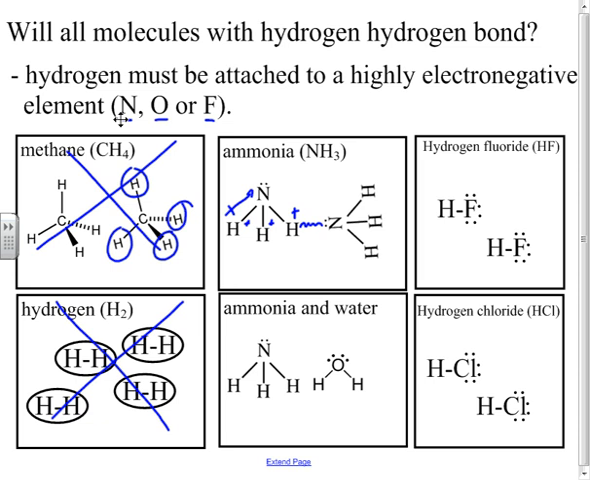Same thing for ammonia and water. The nitrogen is more electronegative than the hydrogen, so electrons shift towards the nitrogen, or in the case of water, they shift towards the oxygen. But this is going to create positive hydrogens, which then can create a hydrogen bond either between the nitrogen and the hydrogen, or between the hydrogen of the ammonia and the oxygen of water.